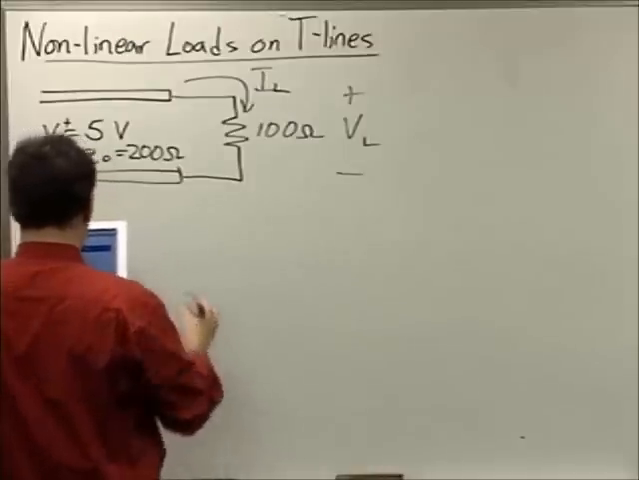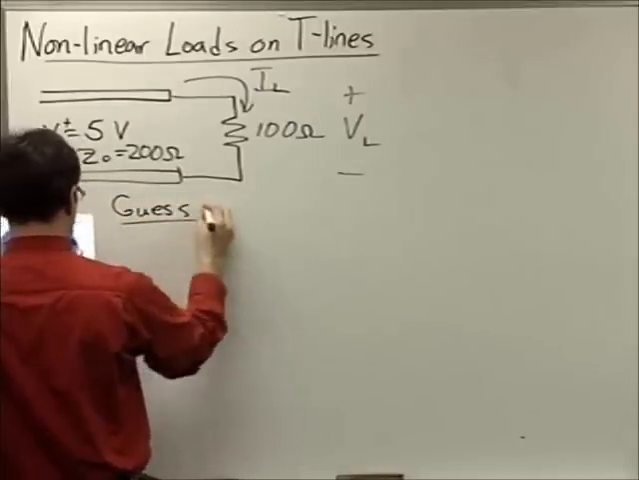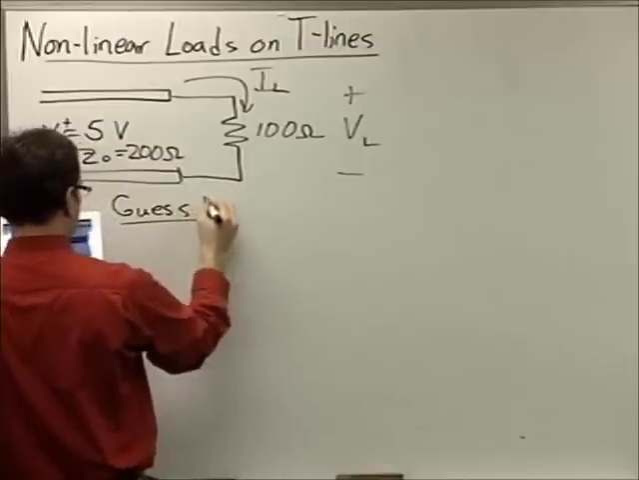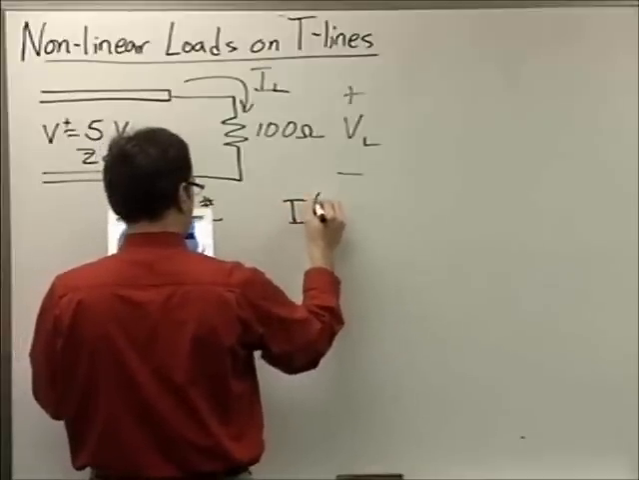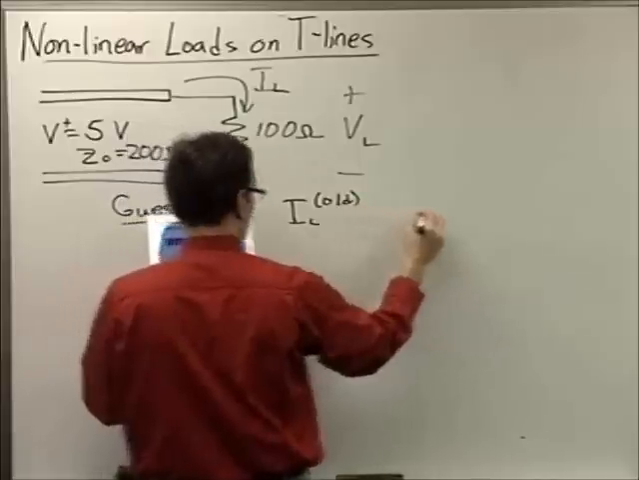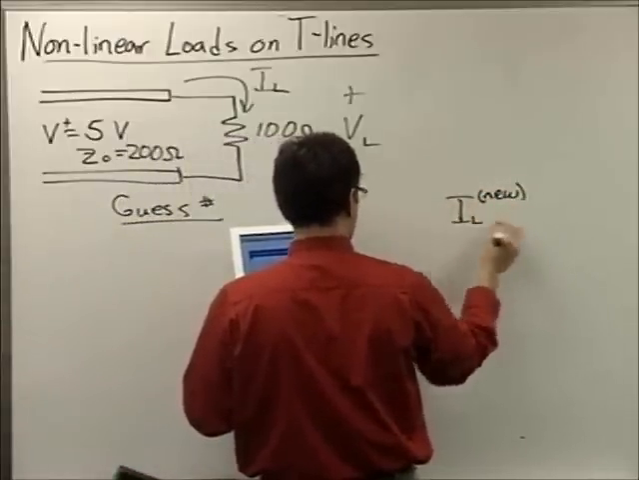Now, here's how I do my iteration. I'm going to put a guess, the iteration number. What I start out with, I_L old, and then I_L new that I calculate by iterating my equation.